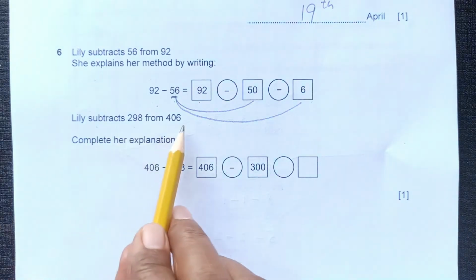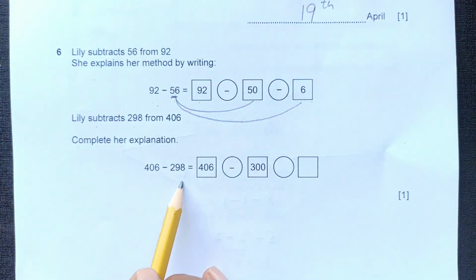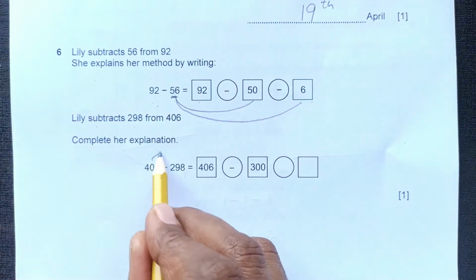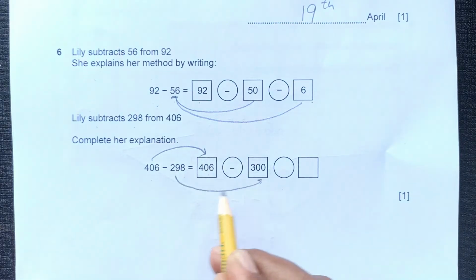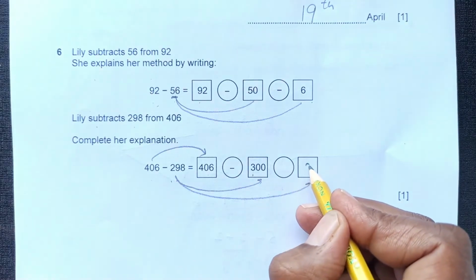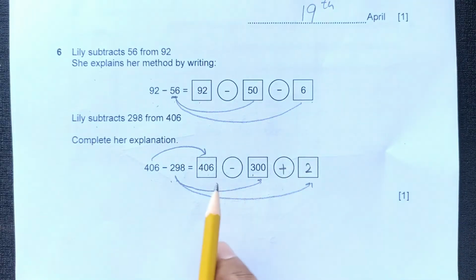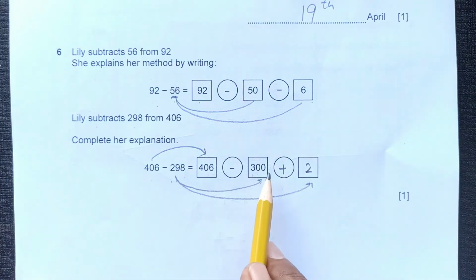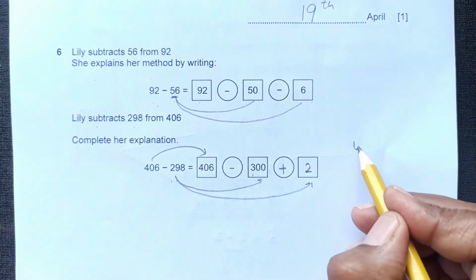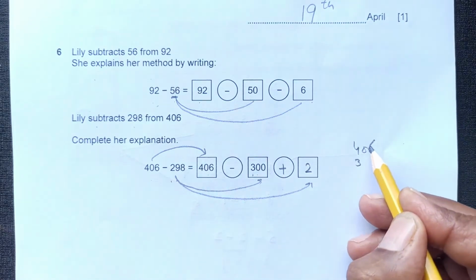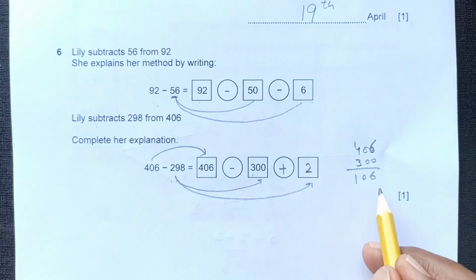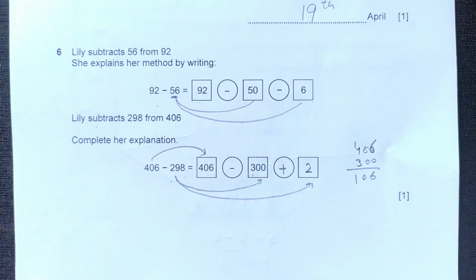Now Lily subtracts 298 from 406. So complete her method. So you see 406 is already there. So this is split into two parts. So 298, this is 302. She has to add here. So that's why 302 minus, because this is minus here. So 406 minus 300, it is 106. Then she needs to add 2 here.